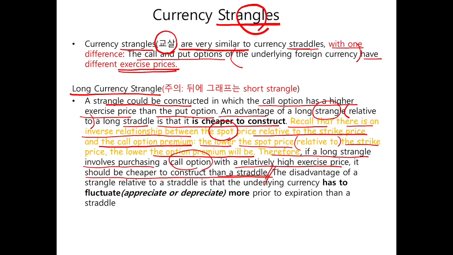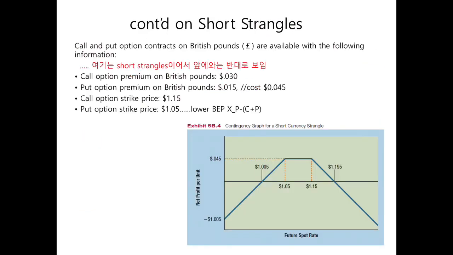But everything has a trade-off in the world. As it has an advantage, it should have a disadvantage. The disadvantage of a strangle relative to a straddle is that the underlying currency has to fluctuate, meaning either appreciate or depreciate, but much more than for a straddle, right? Let me move to the next slide and I will talk about it in more detail. Now here, I have two options. The call option now has a higher strike price than the exercise price of the put option.